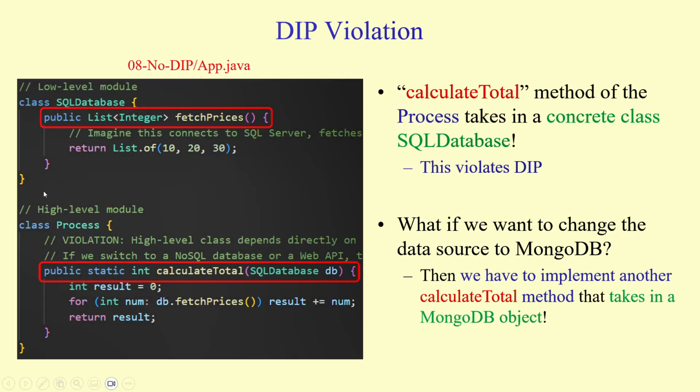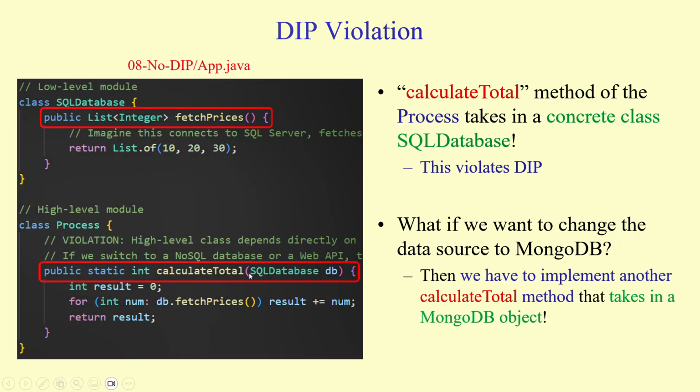Assume that we have this Process class with a calculate total method that takes in a concrete class, a SQL database, as a parameter, and here is our SQL database that has one method, fetch prices. Assume that this makes a connection to a SQL database, fetches all the prices, and then returns them as a list of integers. Then calculate total takes the SQL database as a parameter, calls fetch prices to get the prices, and then computes the sum of all these prices and returns it. This is in violation of the dependency inversion principle because calculate total depends on a concrete class, a SQL database.